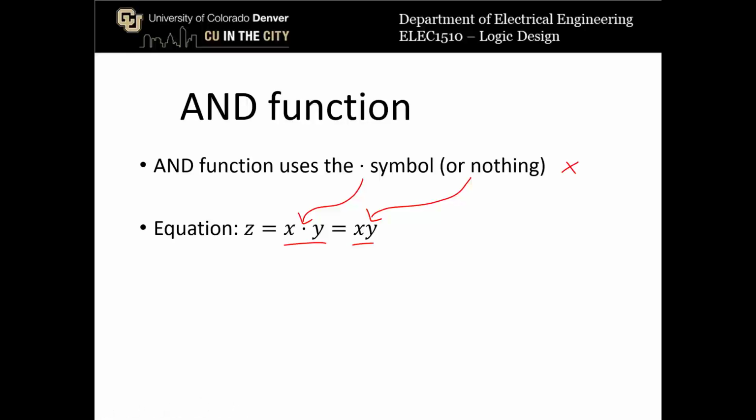The translation of this is that z is going to equal 1 only if both x and y are equal to 1. So for the OR function, it could be x equals 1 and y equals 0, or y equals 1 and x equals 0, or x equals 1 and y equals 1, gives you a 1 for z. But in this case, z is going to equal 1 only if both of them are 1.